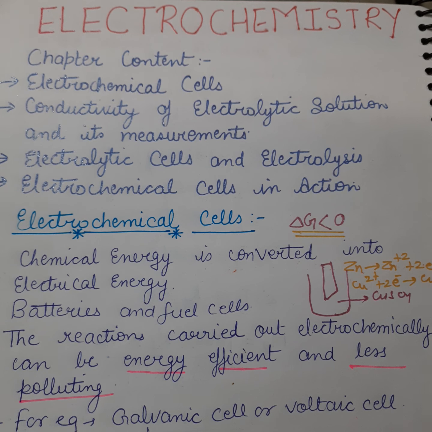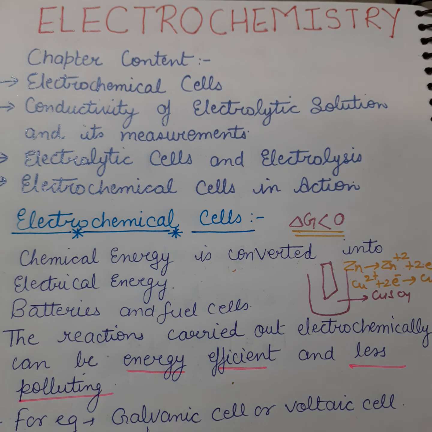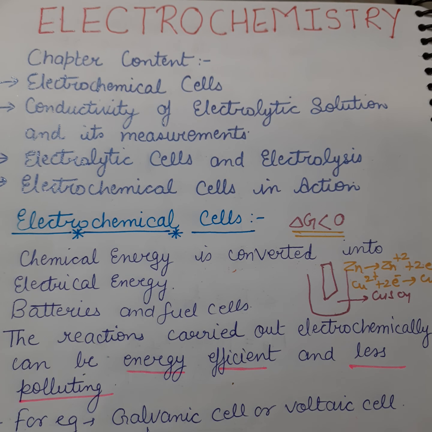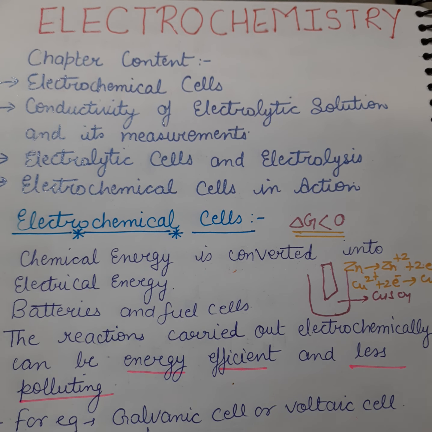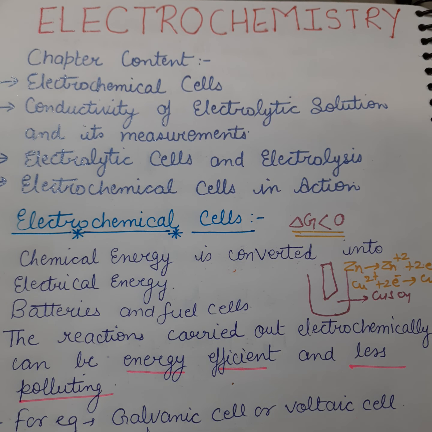Students, before starting this, I want to say something to you all: electrochemical cells are those cells which convert chemical energy into electrical energy. They are widely used in your batteries and fuel cells. The reaction carried out electrochemically can be energy efficient and less polluting. This is very important, energy efficient and less polluting.